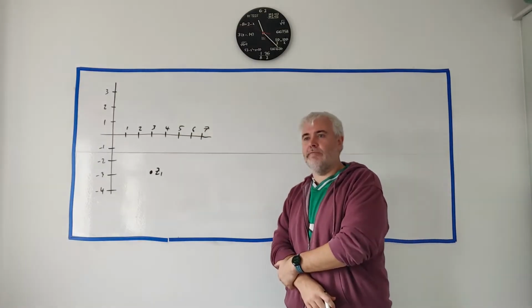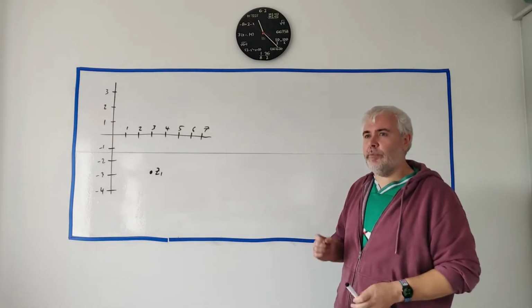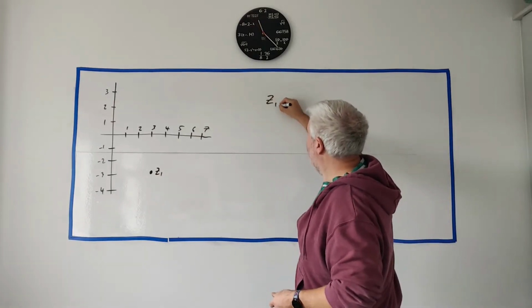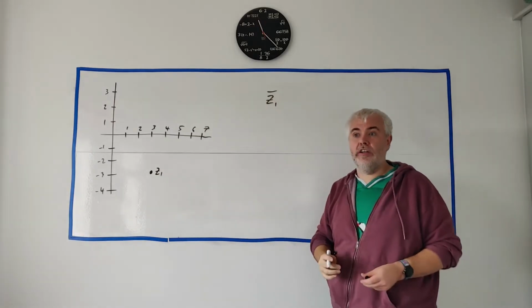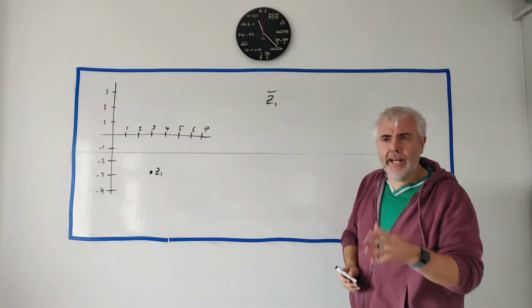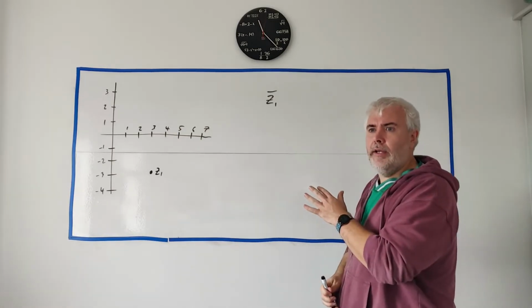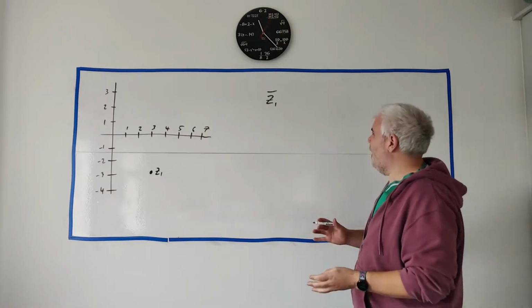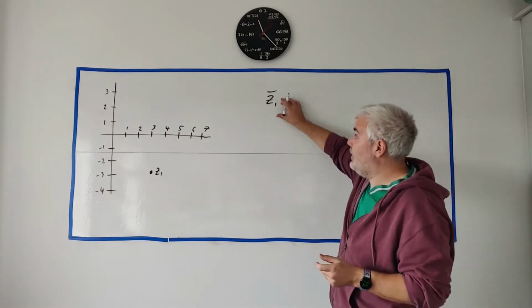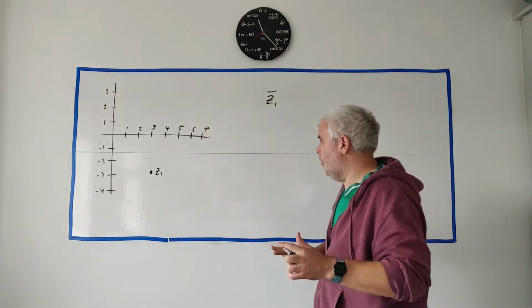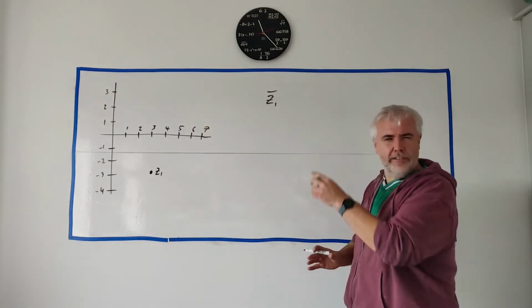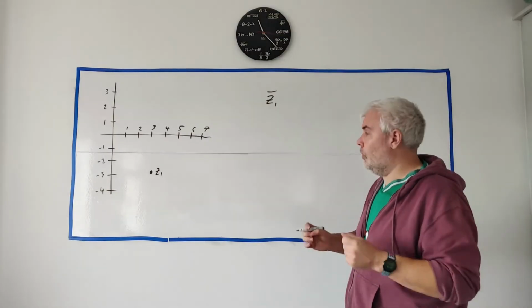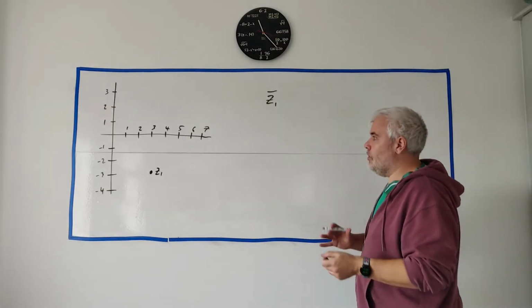Okay, in part 1 it asks you to plot and label Z1 conjugate, the complex conjugate of Z1. That's all they ask in part 1. So really what they're asking is to put this on the map. There is actually a shorter way to answer this, but I'm going to show you how most students would probably try to answer this.